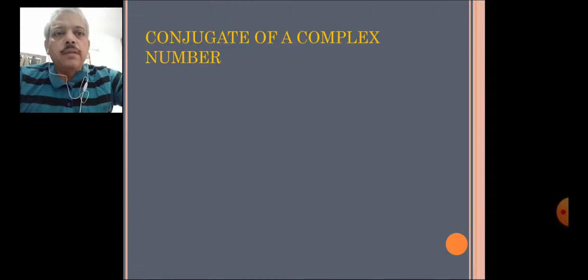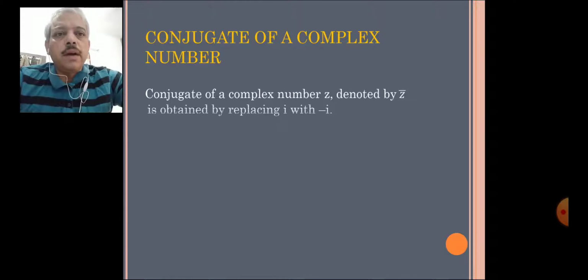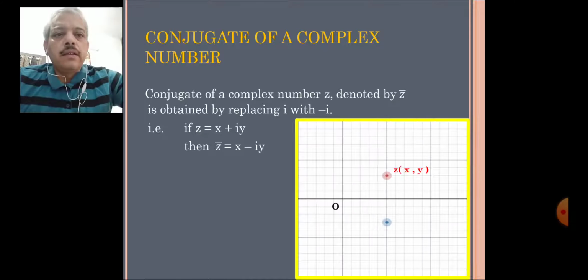Conjugate of a complex number. Conjugate of a complex number z is denoted by z bar and is obtained by replacing i with minus i. If z is equal to x plus iy, then the conjugate of z will be x minus iy. Geometrically, if the red dot represents the complex number z, then the blue dot will represent the conjugate of z. If z is equal to 1 plus i, then the conjugate of 1 plus i will be 1 minus i.